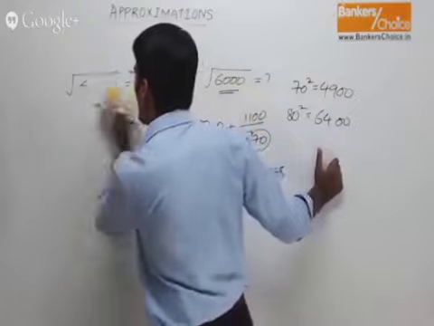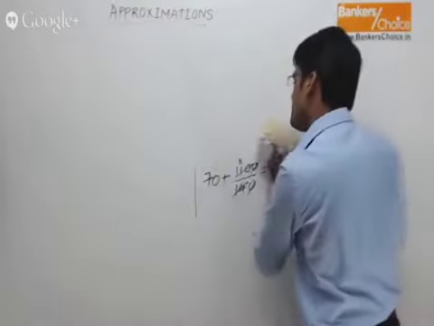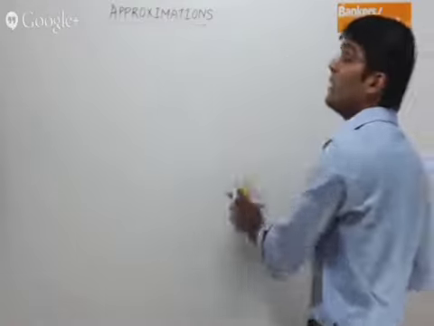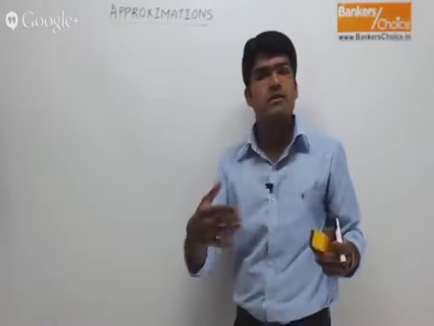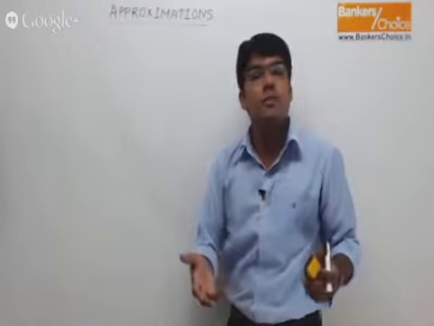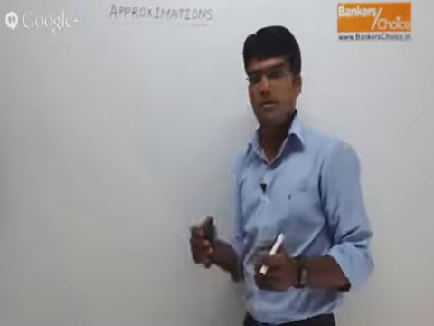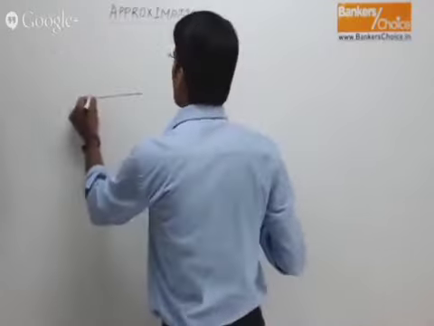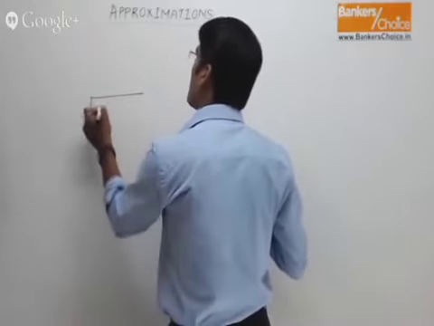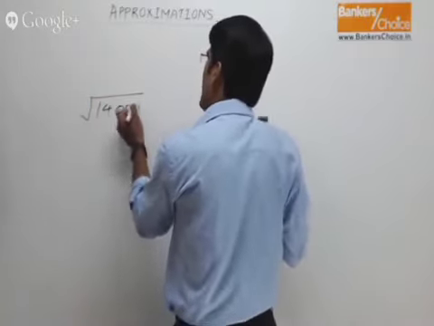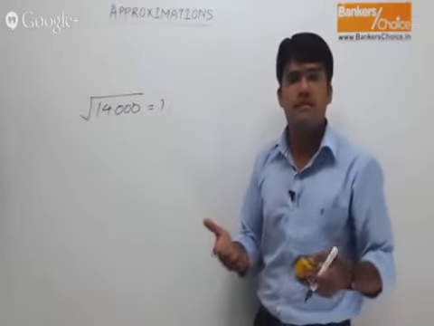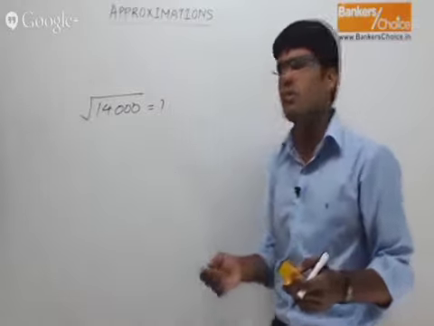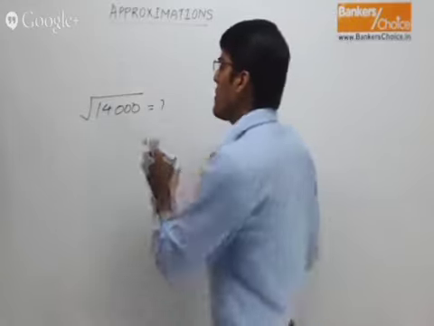Let's quickly take one more, and then we'll move to the next part. That is how to find the approximate cube root. I'm discussing all this in the beginning itself so that while solving the questions, we don't find it difficult to find out approximate square root or approximate cube root. What is the square root of, let's say, 14,000? It can be any value, 14,500, 16,800, any value given to you. So what is the square root of 14,000?